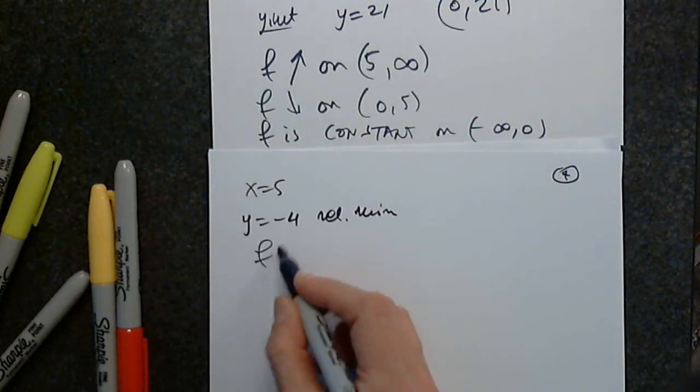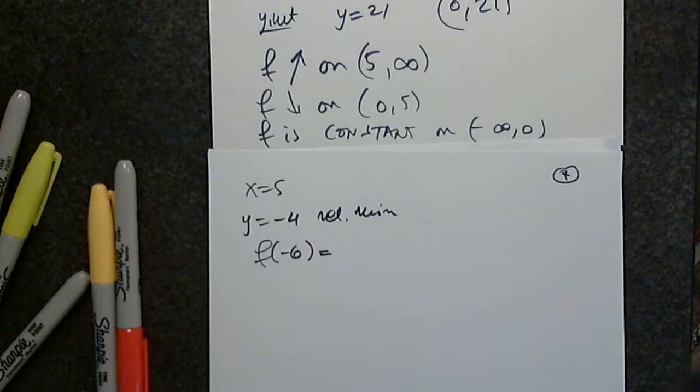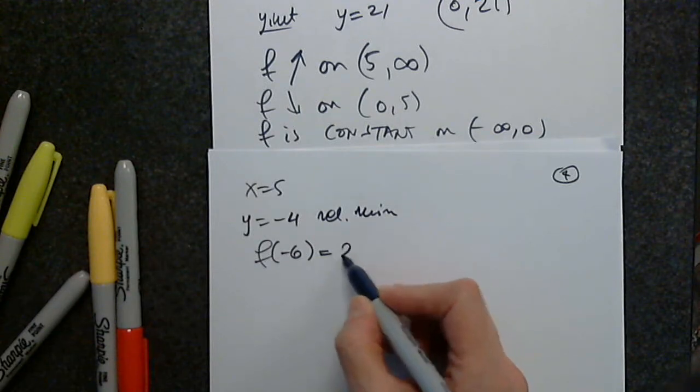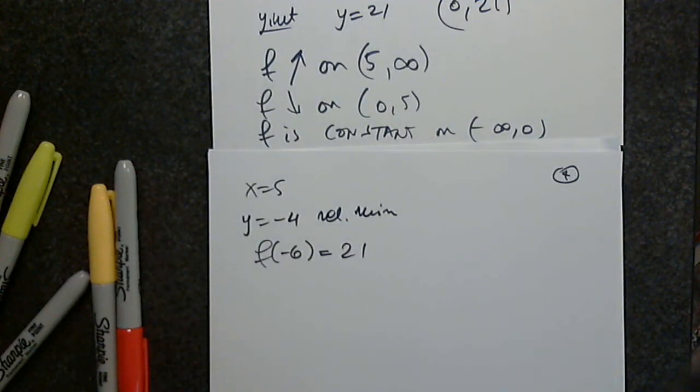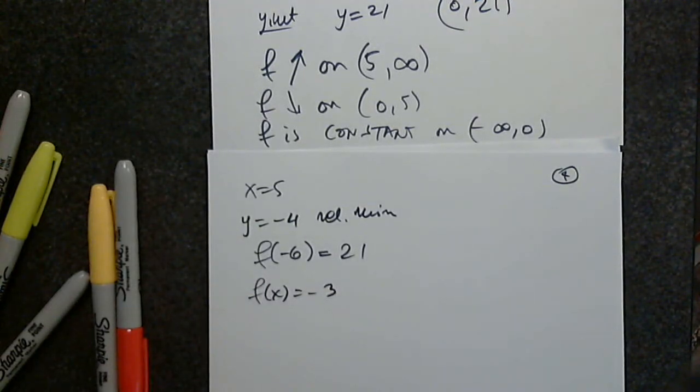f of -6. Wait, so the relative min, it's 5? No, sorry. f of -6. -3. f of -6. Oh, I went 5. Very good. The values of x for which f of x is -3. I went the wrong way. That's okay.